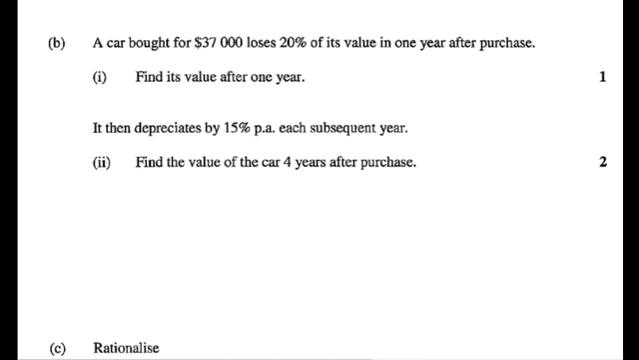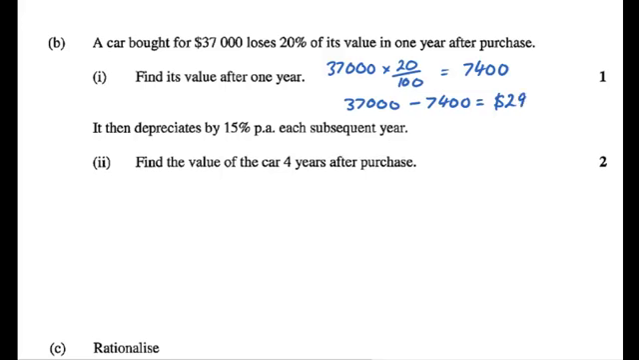Question B is a depreciation question. A car bought for $37,000 loses 20% of its value in 1 year after purchase. Find its value after 1 year. So to find its value after 1 year, it's just a matter of finding 20% of 37,000. 20% of that is 7,400. So its value will be 37,000 subtract 7,400, and that's an answer of 29,600. Now, most people got that one okay.